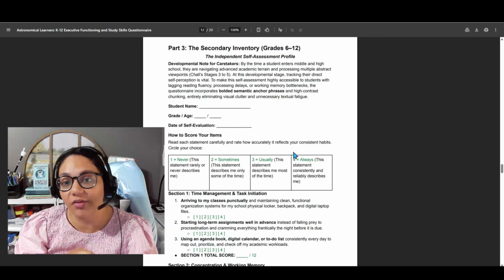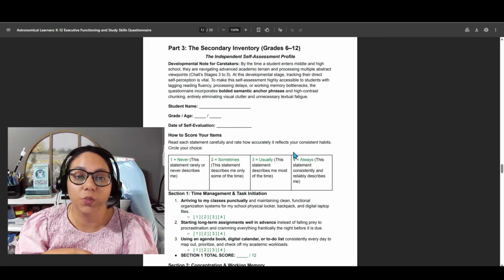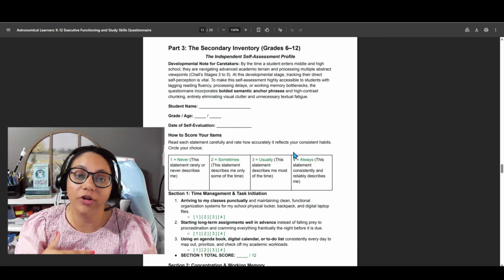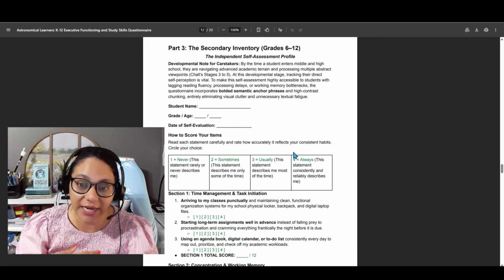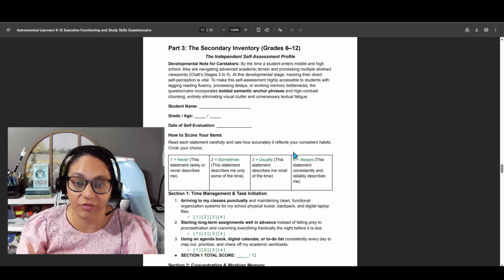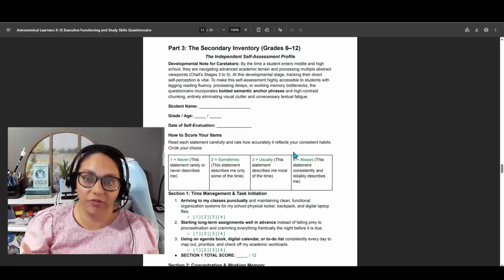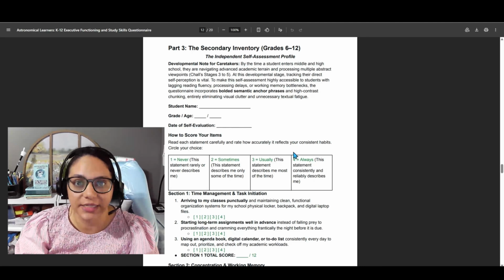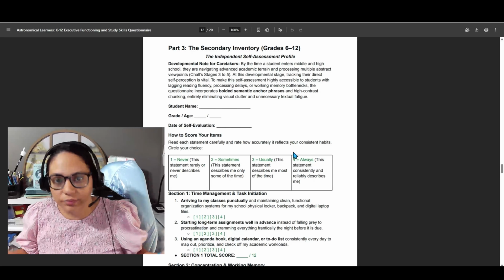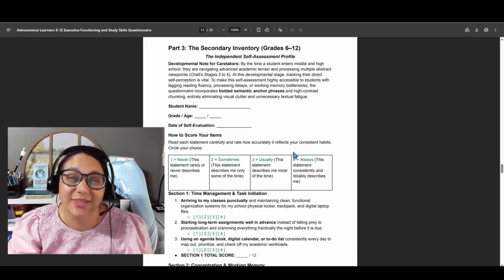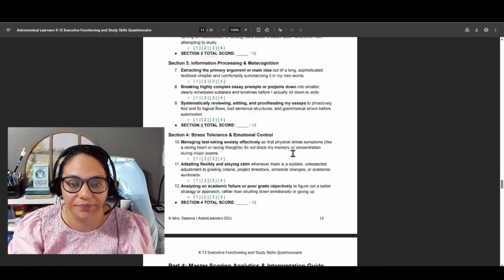It's an independent self-assessment profile because once they enter middle and high school, they are navigating advanced academic terrain and processing multiple abstract viewpoints. Now, take this with a grain of salt. If your 6th to 12th grader does need help, help them. Use this in whatever way it will help you, essentially.